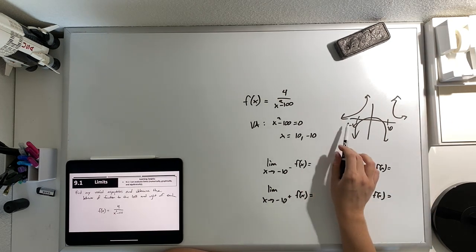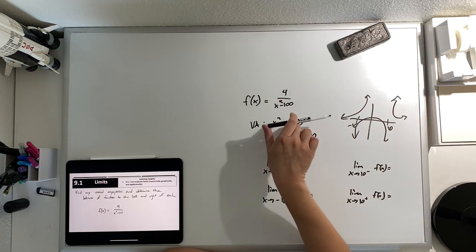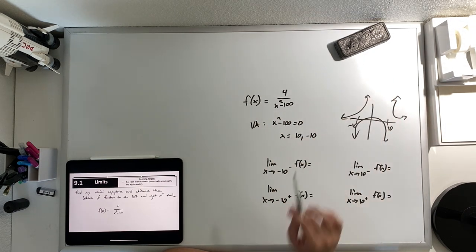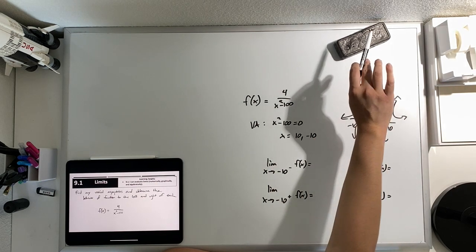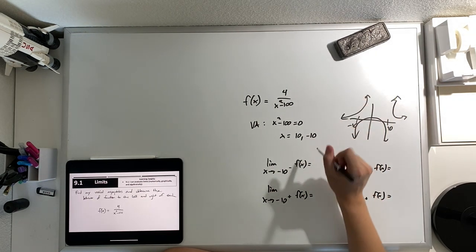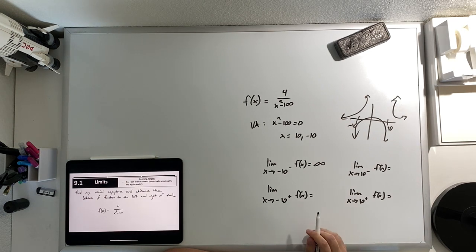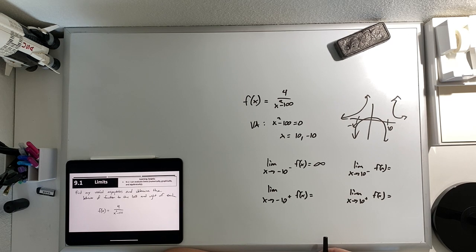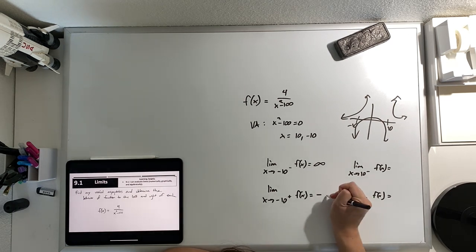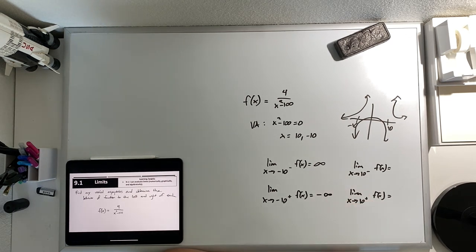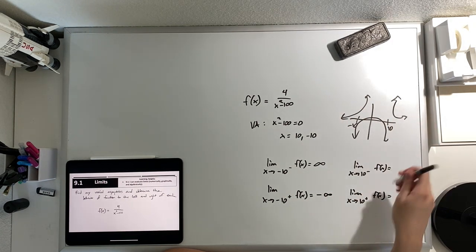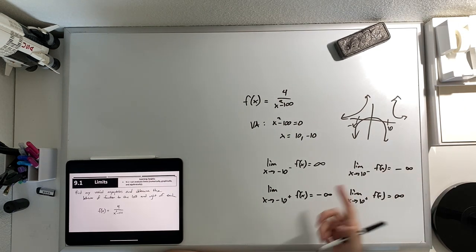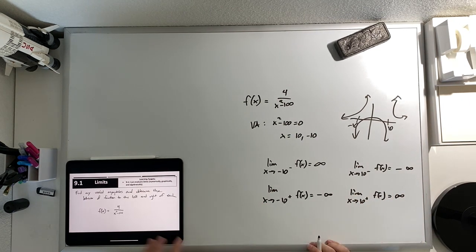As x approaches negative 10 from the left, as we're coming at that x value from the left, is the function going up or going down? Clearly, the function's going up, which means that limit is approaching positive infinity. To the right of negative 10, as we're approaching that x value, the function's going down, which means we're approaching negative infinity. And we do the same thing to the left of positive 10 and to the right of positive 10. And that's how we get the behavior to each side of the asymptotes.